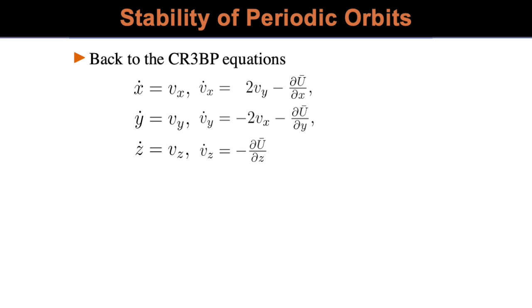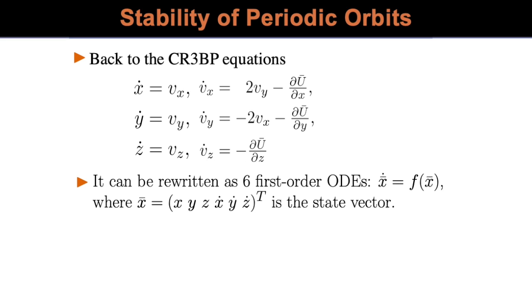So if we want to look at the stability of these periodic orbits and some details about the trajectories that approach or depart, not the equilibrium point, but these periodic orbits, then we need to do some additional analysis. So I'm going to be talking for the next few minutes about stability of periodic orbits. This is the circular restricted three-body problem equations again. It can be written as six first-order ODEs.